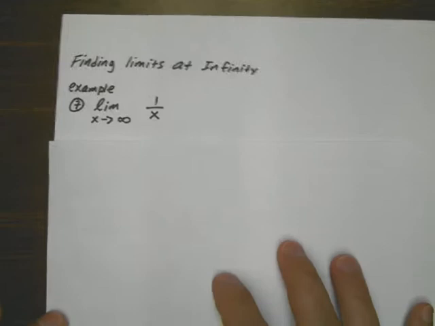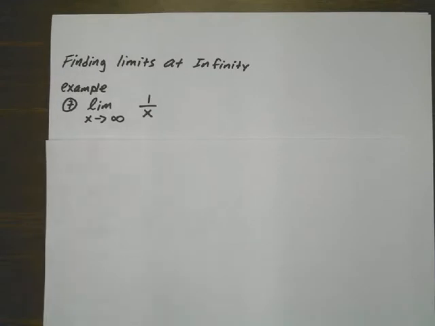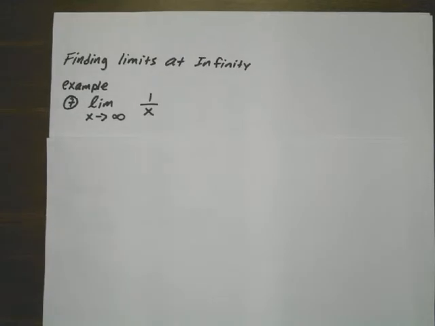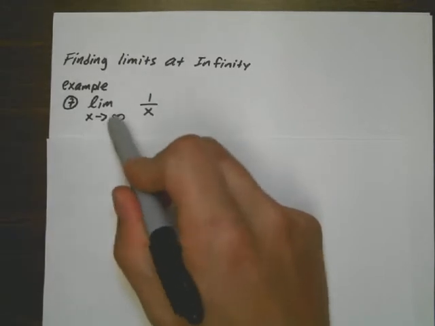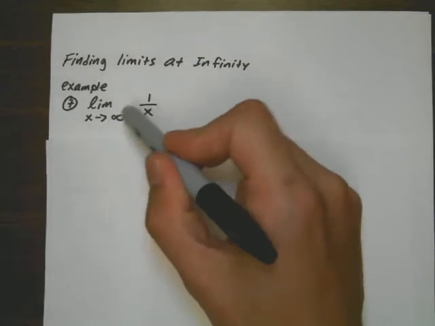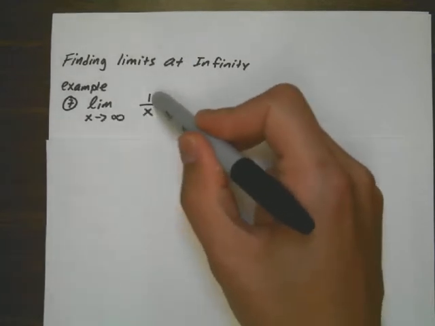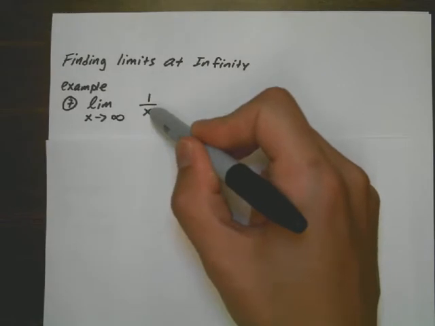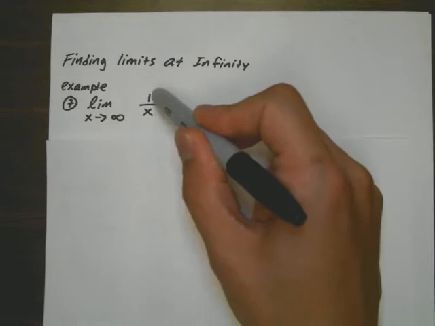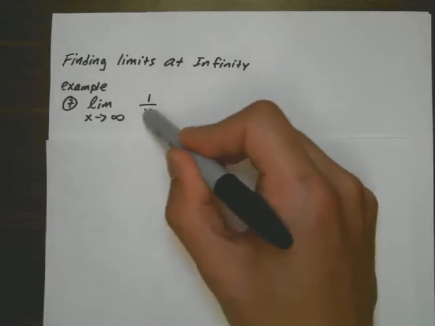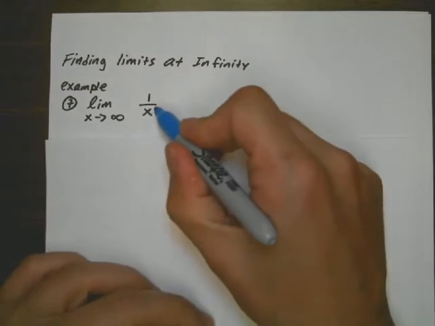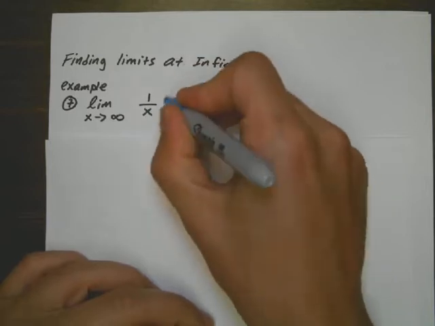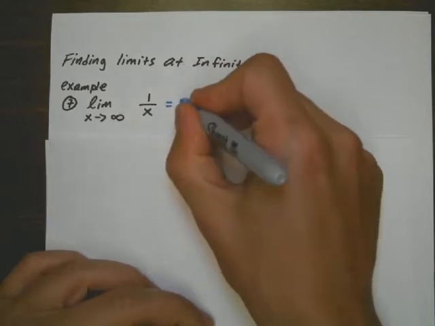Example number 7, which is the first example in this lesson, is just finding the limit as x approaches positive infinity of the function 1 over x. You can think of this as letting x get bigger and bigger. That's what x approaching infinity means. If I have, let's say, 1 over 100, 1 over 1,000, 1 over 10,000, that's going to be a smaller and smaller fraction. As the denominator gets bigger, the fraction itself gets smaller. So this is going to have a limit equal to 0.